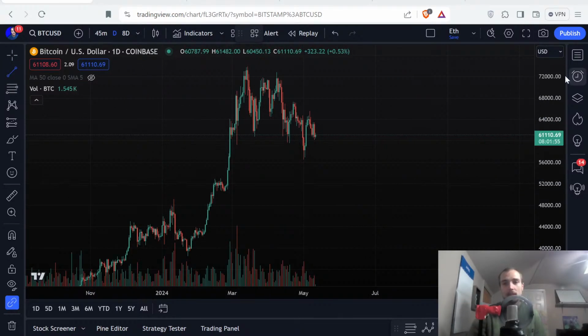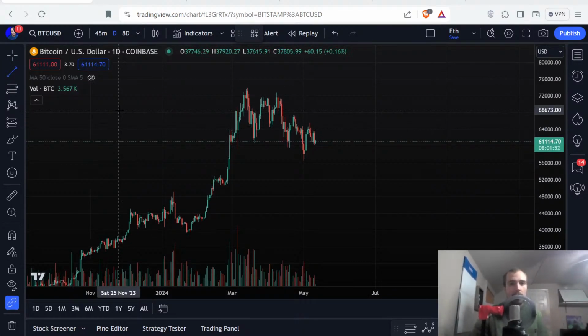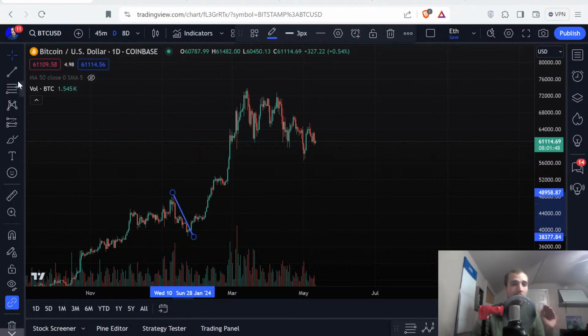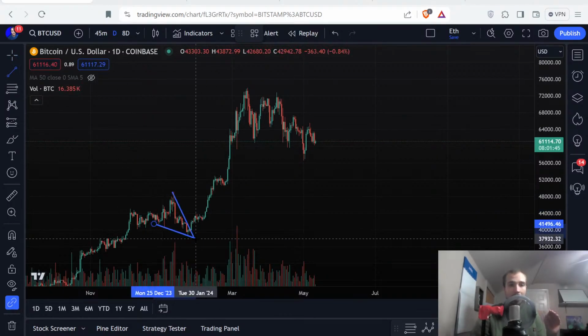So yeah. All right. Now, we talked a little bit about how this was also a fractal of this previous wedge. So we have a wedge right here.